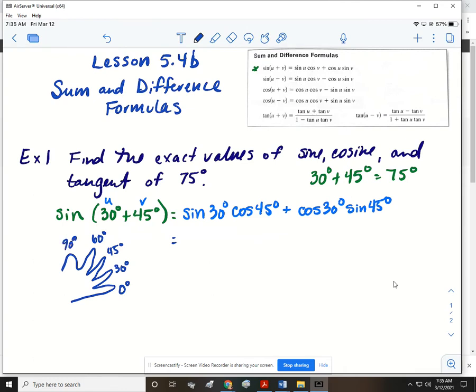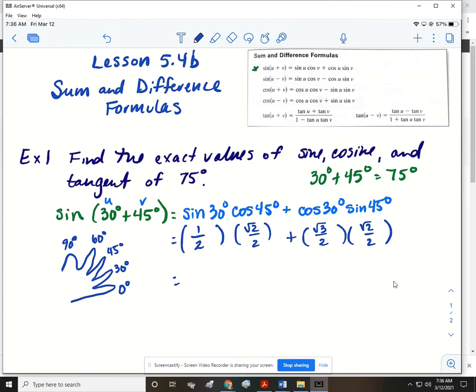If I want to find the sine of 30 degrees, I use the 30-degree finger, and there's one bottom finger, over 2. And then the cosine of 45, I use the 45-degree finger, and it's the top, so it's the square root of 2 over 2. For cosine of 30 degrees, I use the 30-degree finger. There are 3 top fingers over 2. And then sine of 45 degrees, there are 2 bottom fingers over 2.